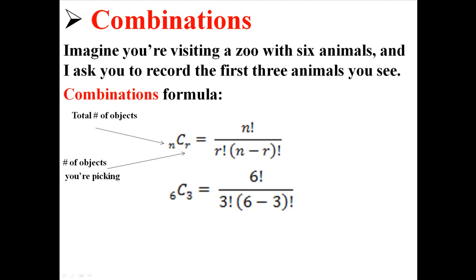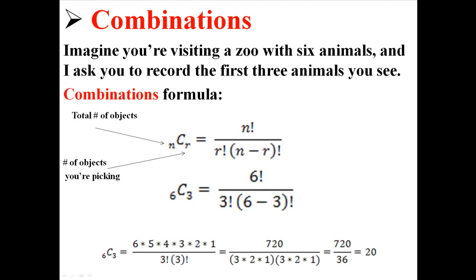So now back to the formula, I'm going to plug those things in. So it's just like that. So it's going to simplify down to 720 divided by 36 equals 20.